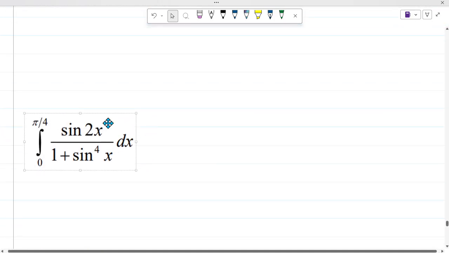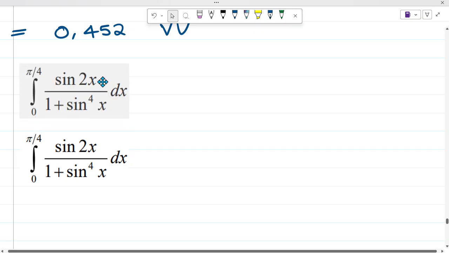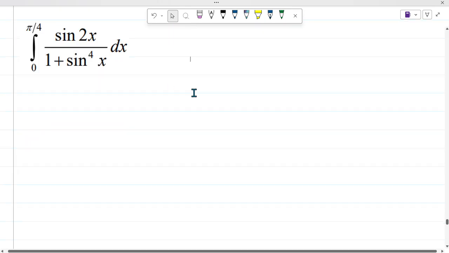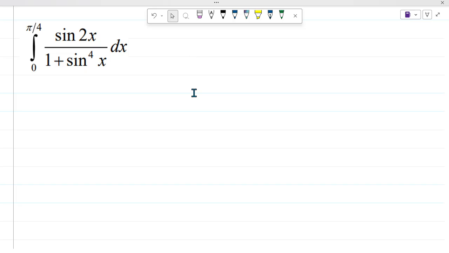Okay, now let's also see this one. So now we've got ourselves this definite integral as well, whereby we're supposed to integrate the sine of 2x divided by 1 plus sine to the power 4 of x dx. So what we need to do first is to rewrite this in a nice way before we could do anything to it. So let's start by rewriting it first.